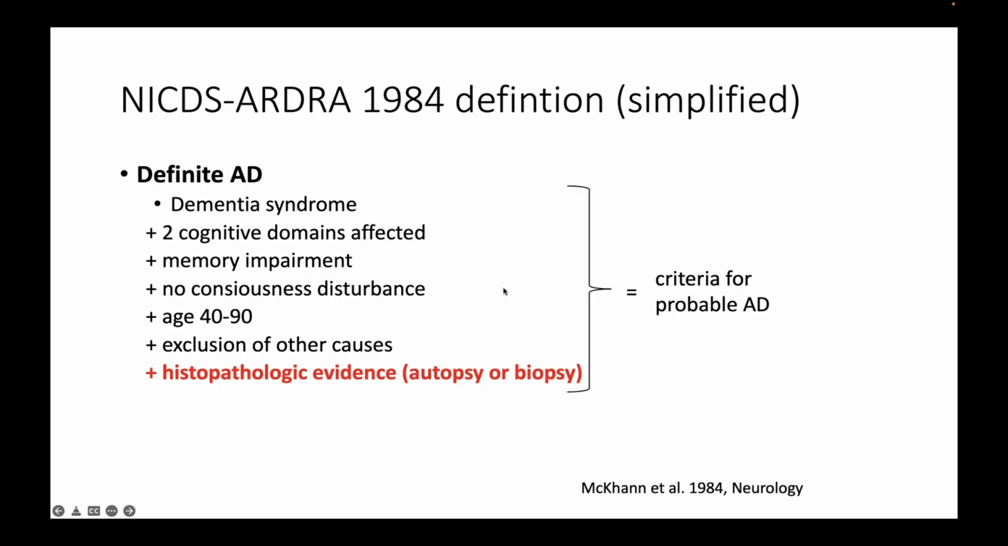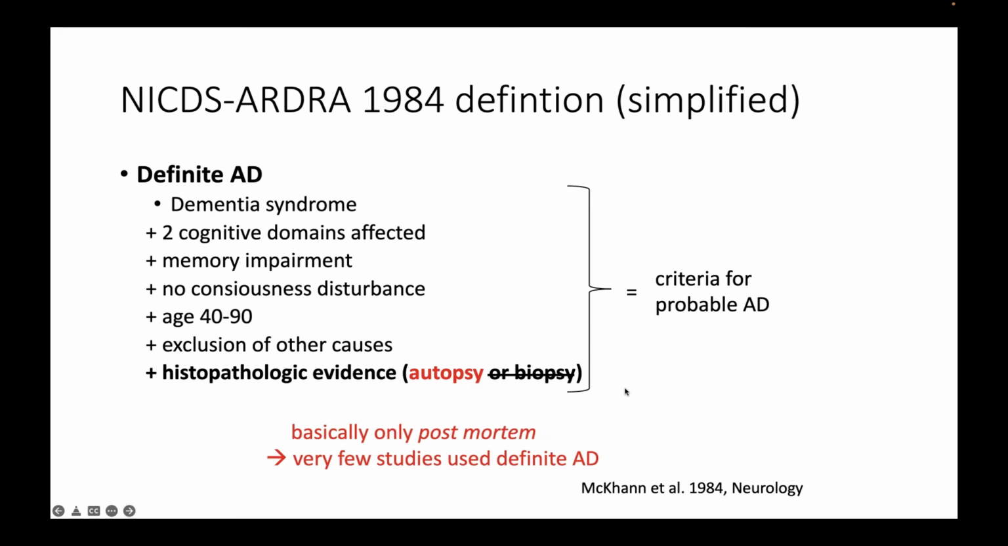And if we have a look back at the definition: how can we make this probable Alzheimer's disease a secure diagnosis? It is actually the same criteria as for probable Alzheimer's disease, and in addition, they require histopathological evidence, which is done by an autopsy or a biopsy.